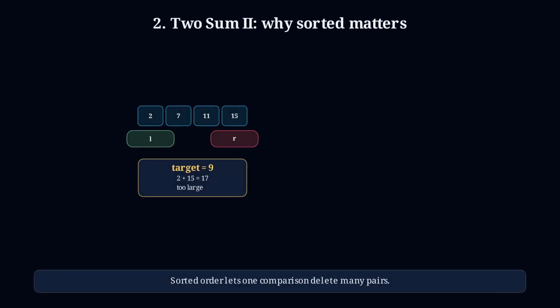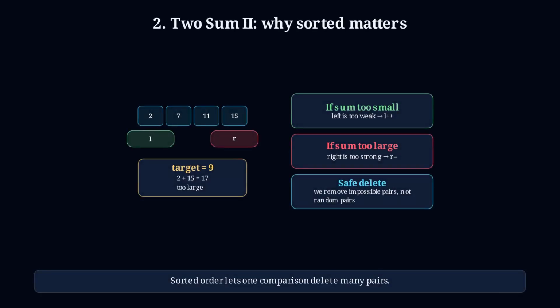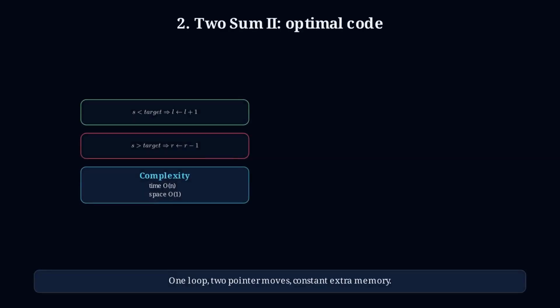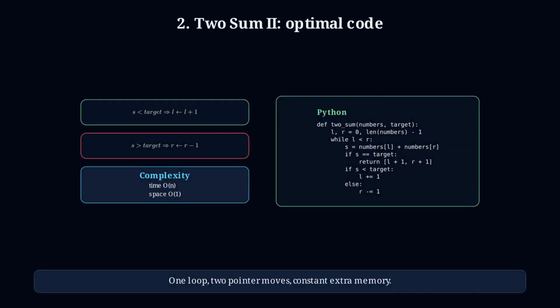If all pairs match, the answer is true. Two Sum II works because the array is sorted. Start with the smallest and largest numbers. If their sum is too small, keeping the small number with any smaller right pointer cannot help. So left must move right. The symmetric case is just as important. If the sum is too large, keeping the large number with any larger left pointer cannot help. So right must move left. Each step deletes many impossible pairs, which is why the solution is linear.